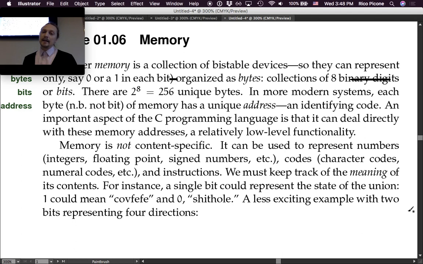For instance, a single bit could represent the state of the union. 1 could mean covfefe, and 0, shithole.